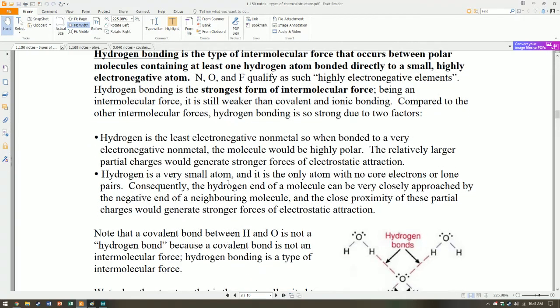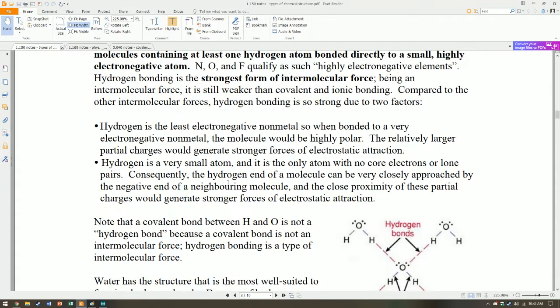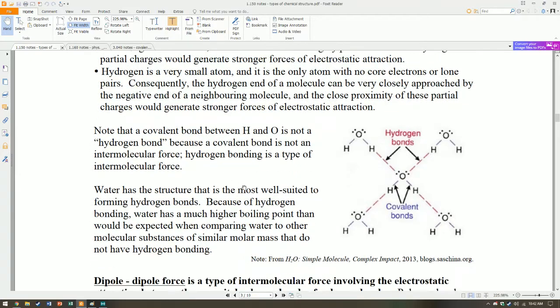Hydrogen is the least electronegative nonmetal, so when bonded to a very electronegative nonmetal, the molecule would be very polar, and this difference in partial charges would generate strong forces of attraction. Hydrogen is also a small atom with no core electrons, and therefore the hydrogen atom can get very close to the lone pair of another atom. So let's use water as an example.